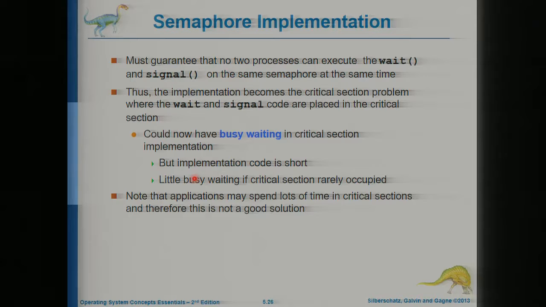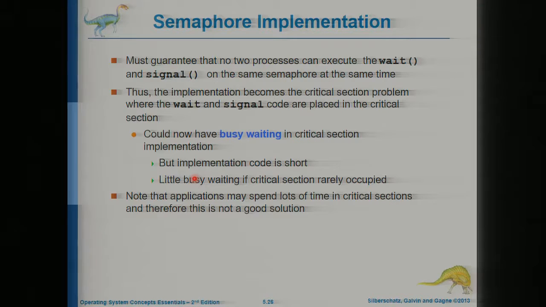So we should take care that wait does not get executed simultaneously by more than one process, and wait and signal should not get executed simultaneously. This especially is very important on a multiprocessor system, because one process will be executing on one CPU, another process will be executing on another CPU, and hence two processes can execute wait simultaneously, or they can get the signal, and that can create chaos. So the implementation becomes a critical section problem where the wait and signal code needs to be placed in the critical section.